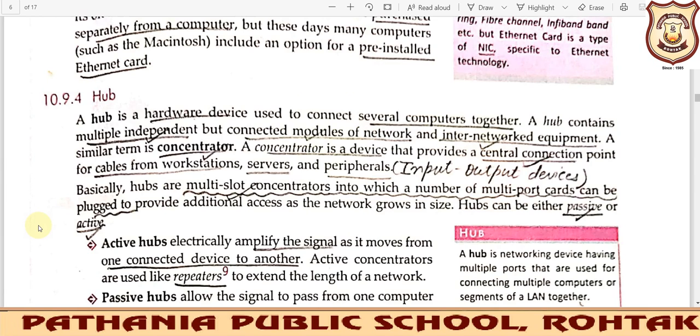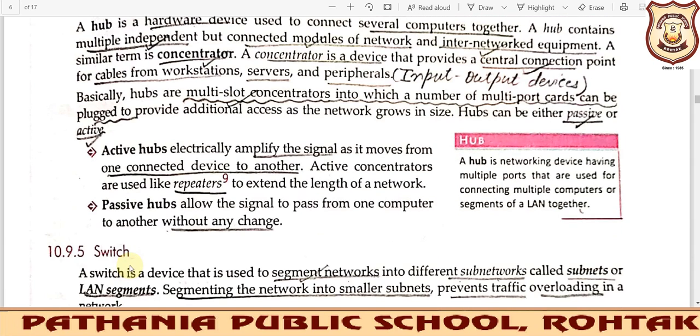We have two types of hub. One is your active hub and the second is your passive hub. The active hub actually amplifies the signals. Amplifying means that as the distance increases, like when a source is transmitting something, for example a client sending a request to someone, or I am transmitting some signals to my friend, these signals have to travel the path.